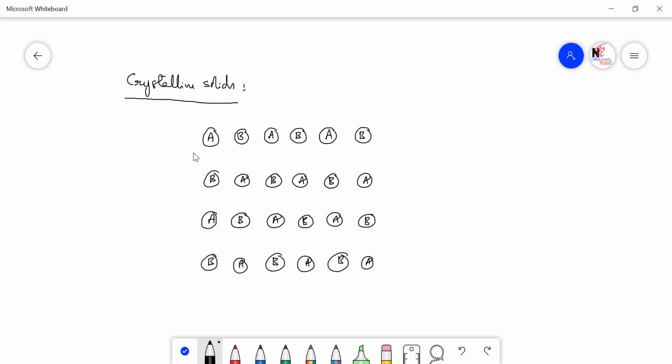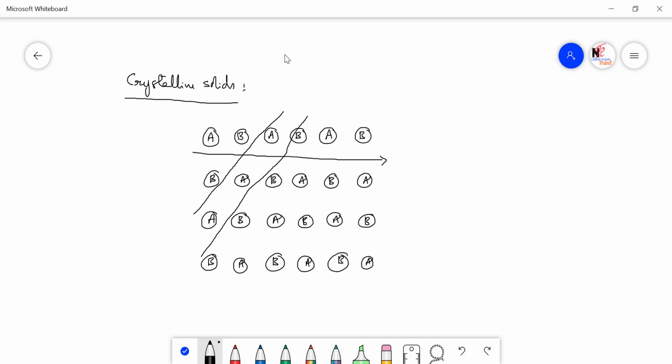This means you can see along this direction the arrangement of the particles is AB, AB, AB. But if you see along this direction, the arrangement of the particles is somewhat different. Along this direction only A particles are there, or else only B particles are there. So when solids have this type of arrangement, they show different properties when you change direction.